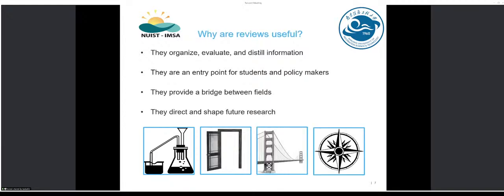And the last and very important point about reviews is they direct and shape the future of research. For example, if you have read any review paper, at the end of the conclusion or the end of the discussion, you would have seen that they write how this review is going to be helpful for future researchers or upcoming researchers and policymakers.